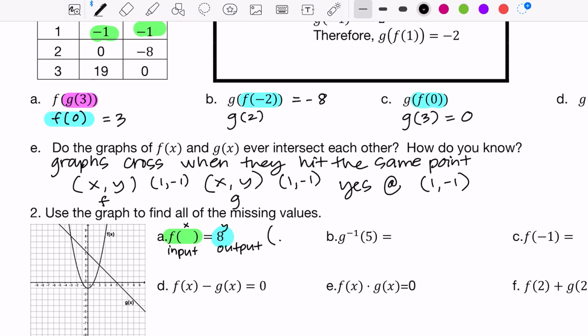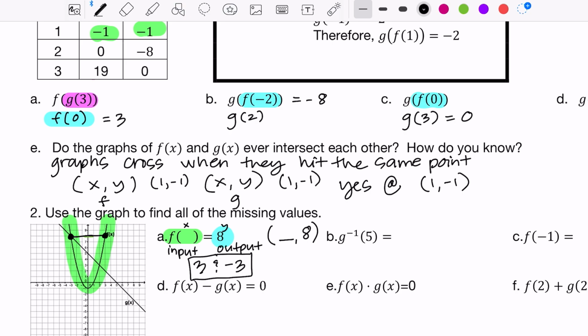So what they're really asking you on the f graph, so the f graph is this guy, it says, where is there a y value of 8? So y's of 8 are here. So I'm going to look over. Look right here. Oh my goodness, there's actually 2. And right there. So it is 3 and -3.